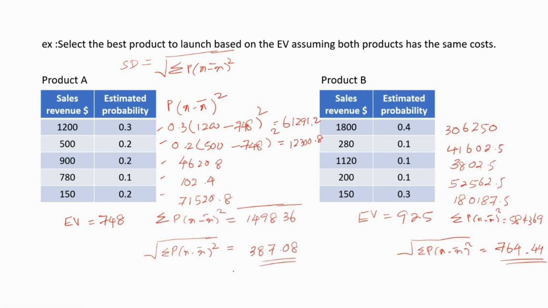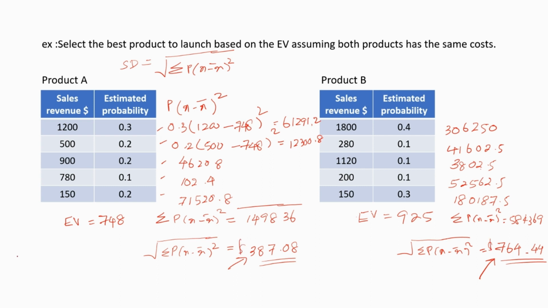So these are the standard deviations for product A and product B. You are not required to do these lengthy calculations in your exam. You have to understand how to calculate the standard deviation, what the standard deviation means, and how to make decisions based on expected values and standard deviation. So the standard deviation for product A is 387.08, for product B 764.44. Both of these are currency values.